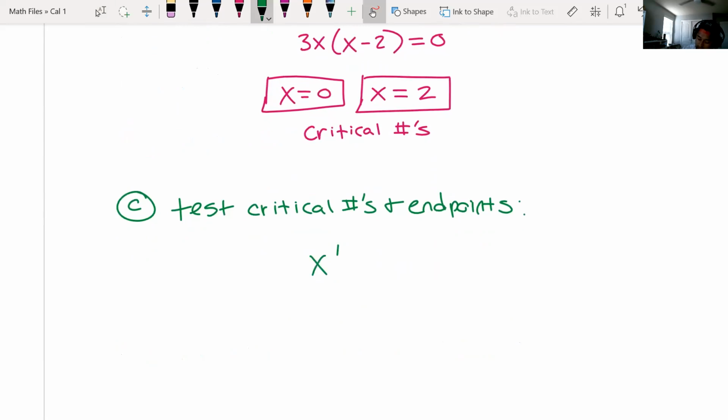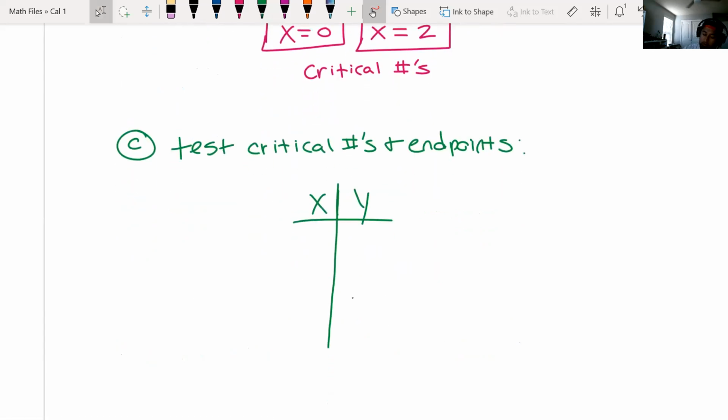So I'll make a little XY chart here, and I'll put our X values in order. My first endpoint is at -1/2, so I'll put -1/2 here. And then my critical numbers are 0 and 2, and my last endpoint is 4. We don't need any other X values because on a closed interval, an absolute maximum or minimum may occur at the endpoints or at critical numbers. So we don't need any other numbers in between these.